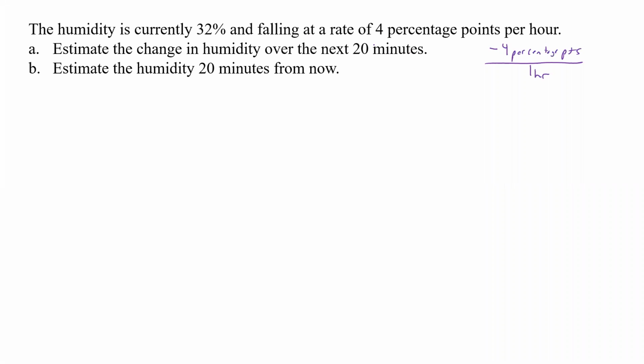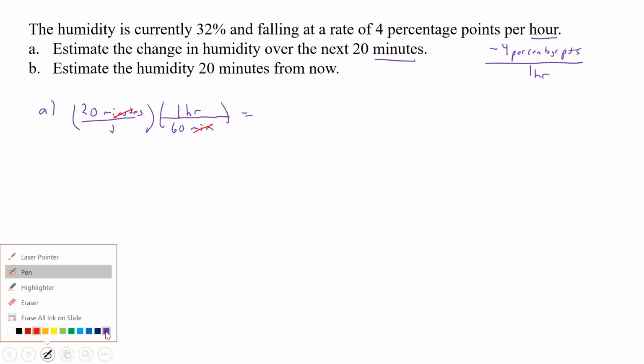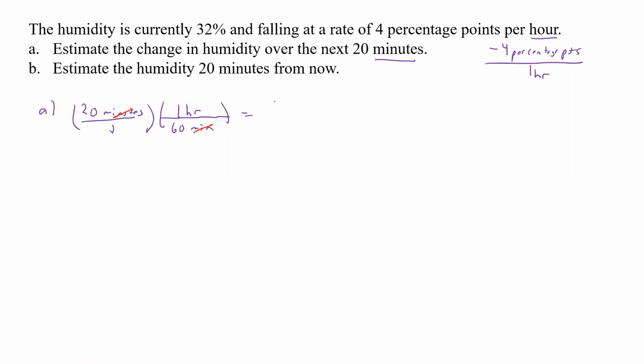Well, now we have different things. We have minutes here, we have hours here. So what do we need to do? Well, let's convert this minutes to hours. So the first thing we're going to do is say 20 minutes over 1, and then our conversion factor is going to be 60 minutes in 1 hour. And so then our units, if we cancel those, that minute cancels that minute, and we're left with hours. And so that's going to be 20 over 60, or it looks like 1/3 of an hour, if we keep it as a fraction.